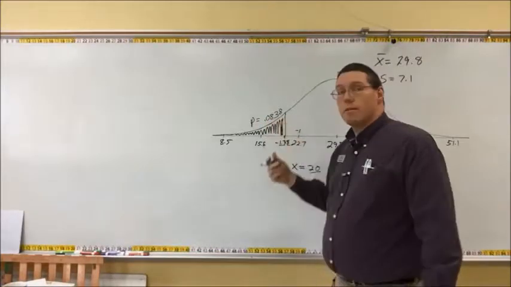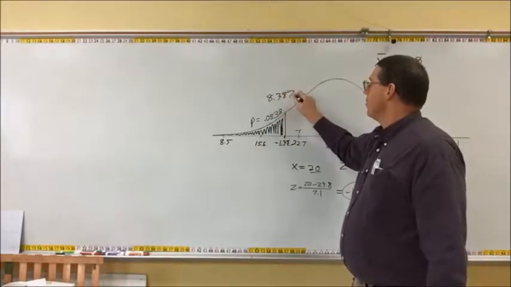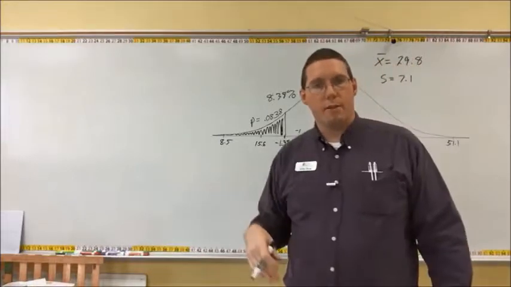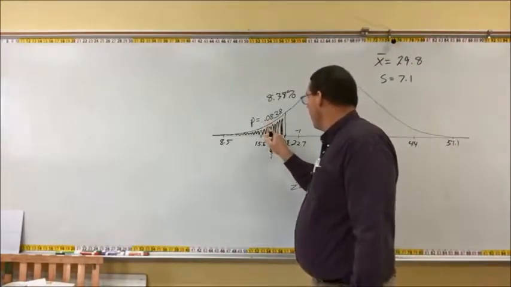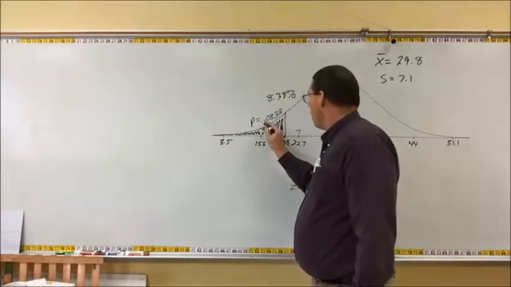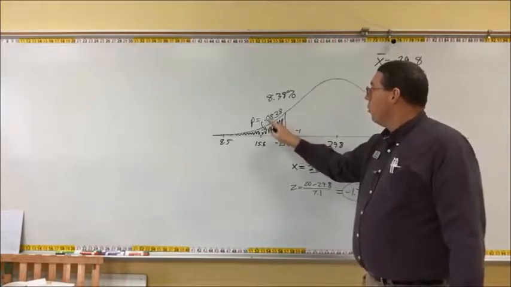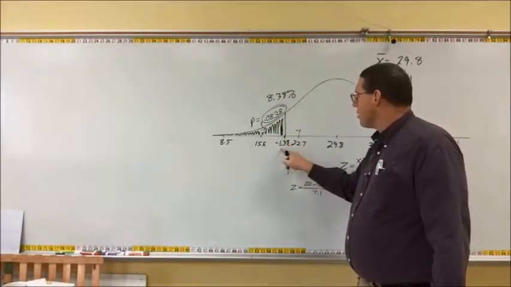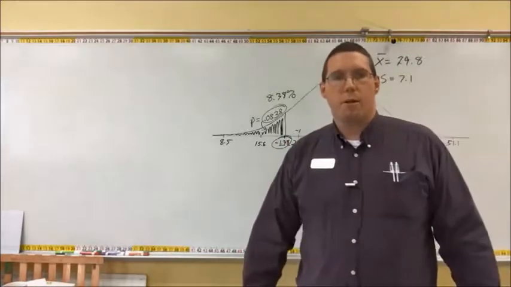And that's the same thing as saying 8.38%, but we typically give our answers in the proportion, not in the percentage. And so that is how much of the probability is in this space right here. So 0.0838 of the population is less than a z-score of negative 1.38.